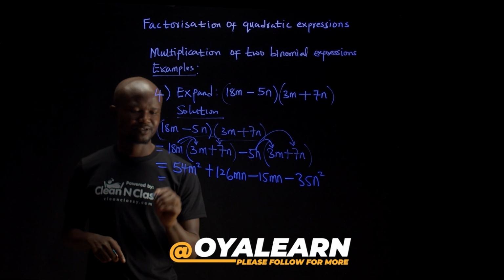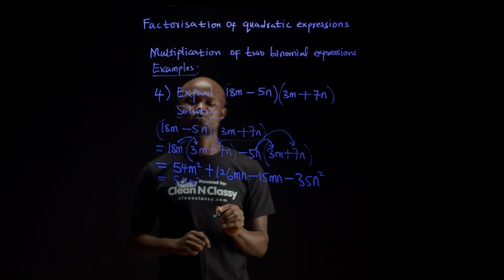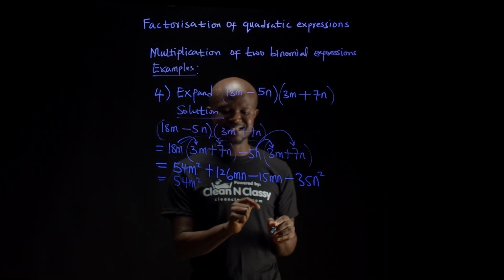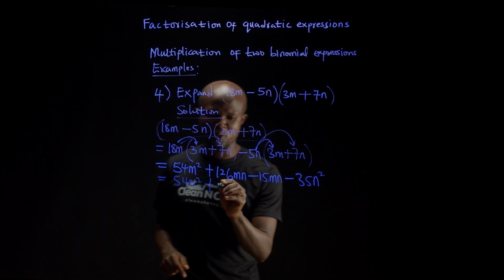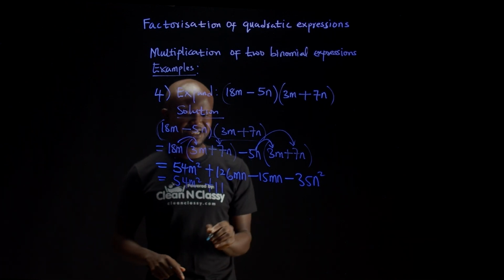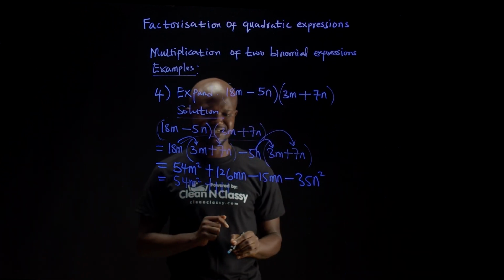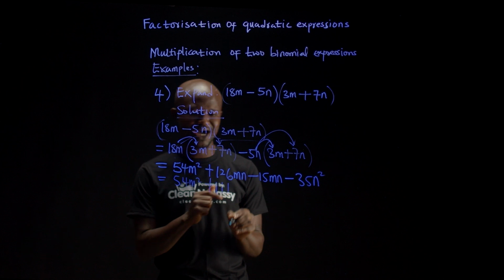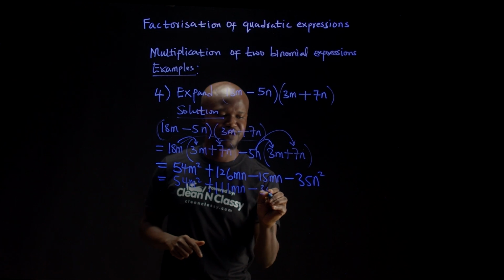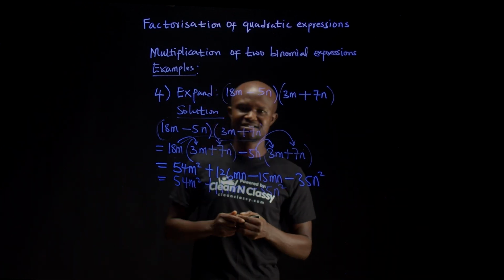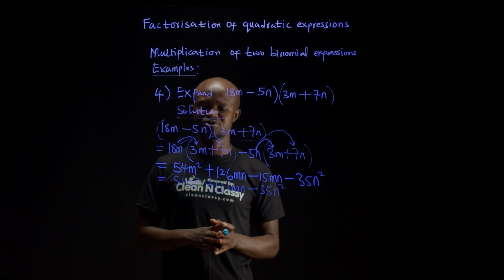Now, we need to simplify further. This is 54m squared. Now, 126 minus 15. What do we have? That will give us 111. Because if you take away 15 from 26, that will give you 11. So we have 111mn. Then minus 35n squared. So in that case, we have the quadratic expression. That is the solution to the problem. Thank you.